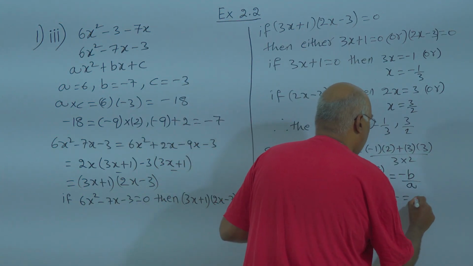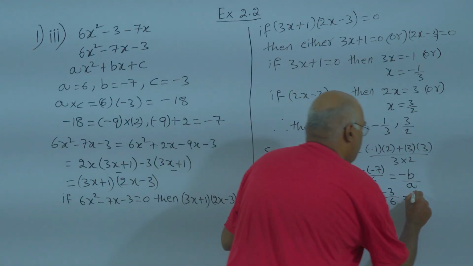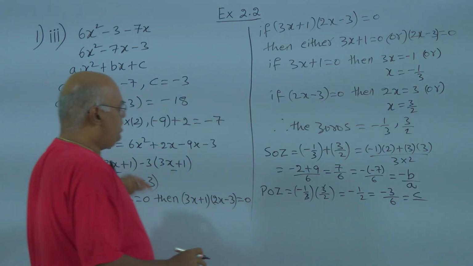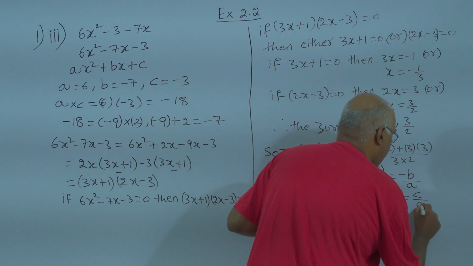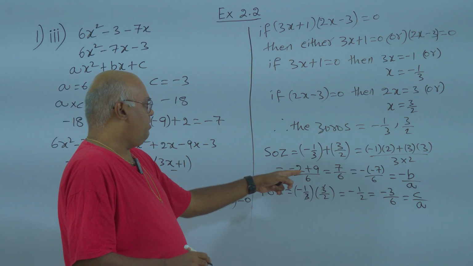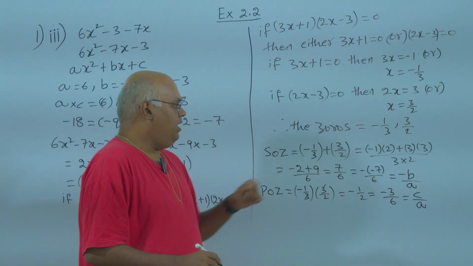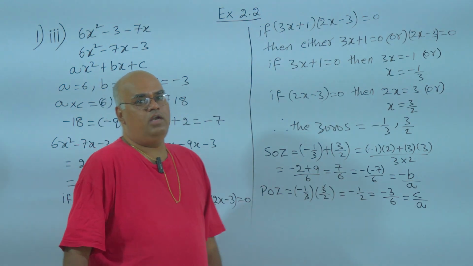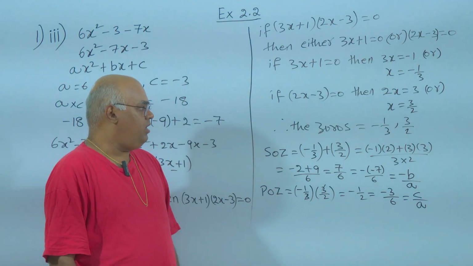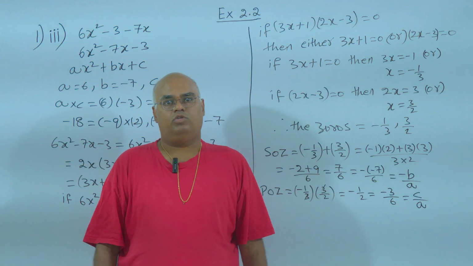So this is equal to, what is minus 3? Minus 3 is nothing but equal to c. C by, what is 6? 6 is nothing but the value of a. So a is 6. So this is equal to c by a. So I am getting the product of zeros is equal to c by a. So the sum of the zeros I am getting as minus b by a, and the product of zeros I am getting as equal to c by a. So this verifies the relationship between the coefficients of the given quadratic polynomial and the zeros of the given quadratic polynomial. So this is how these kinds of problems should be solved.